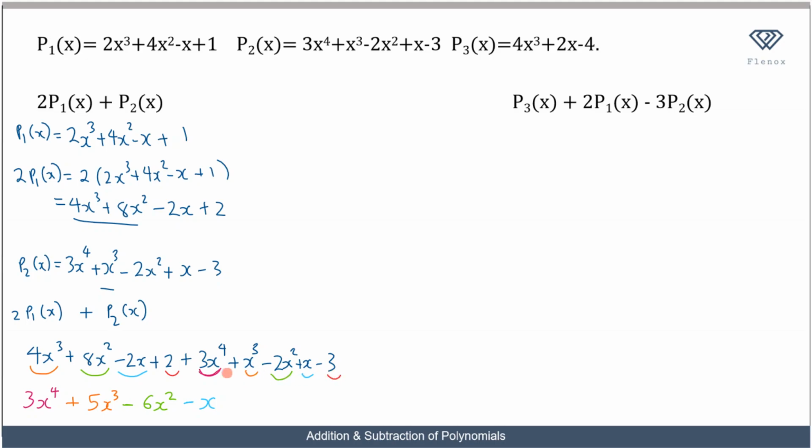And finally, for the plain terms, we just have 2 and 3. And what is 2? Then we have minus 3. So 2 minus 3 will give me what? Minus 1. So when you solve this, this is what you get.